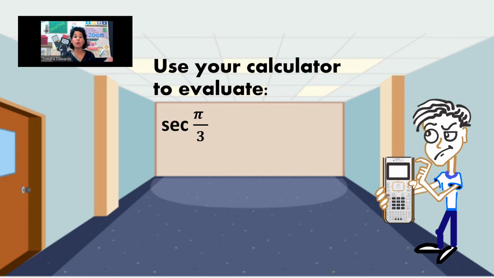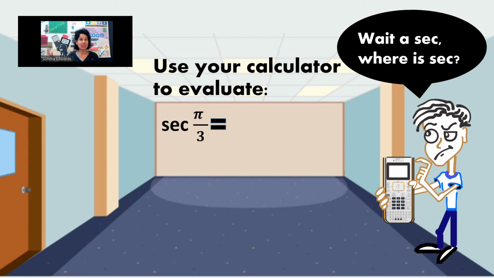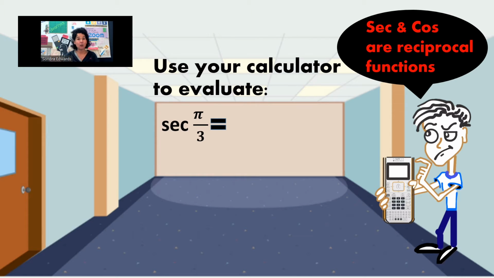In this example, you want to evaluate the secant of pi over 3, but you might be thinking, wait a second, where's secant? If you're on a scientific calculator, chances are you are not going to find a secant button. Now, if you are on a graphing calculator, if you do a little bit of searching, you might be able to find, buried underneath one of those keys, secant. But frankly, it's just much faster to know your reciprocal functions. Remember, the reciprocal function for secant is cosine. So if we knew the answer to cosine of this angle measure, we would just want to flip it over.